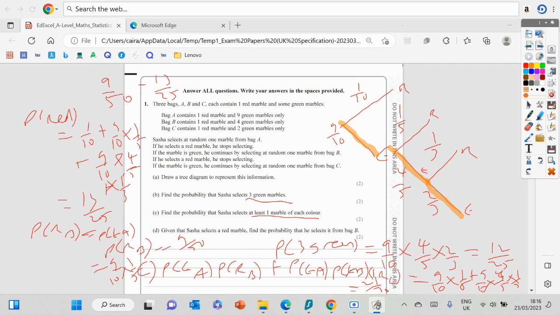What's that going to give you? 9 out of 25, I think. No, 9 out of 26, rather. Yeah, 9 out of 26 is going to get you there. So hopefully we're okay with question 1.